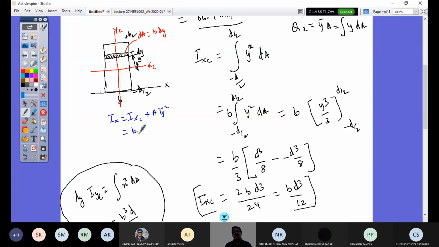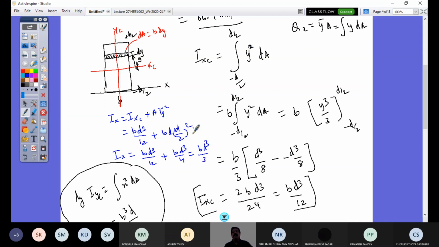So if I apply that, it is BD cube by 12 plus BD is this, and y bar is D by 2 square. So if I work out this, BD cube by 12 plus BD cube by 4. That's going to be BD cube by 3 is what is Ix. So with respect to the base, the second moment of area is BD cube by 3.